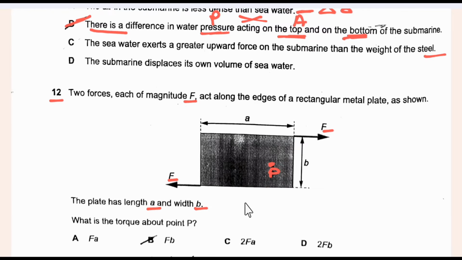So what is the torque? Torque, or the moment between the two forces, is the product of force and the distance between the two forces. So the product of force, that is the force, and the distance between the two forces, that is B. So FB would be the answer, so the option should be B.